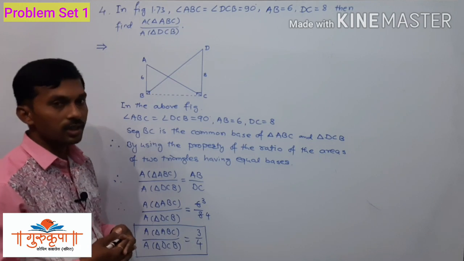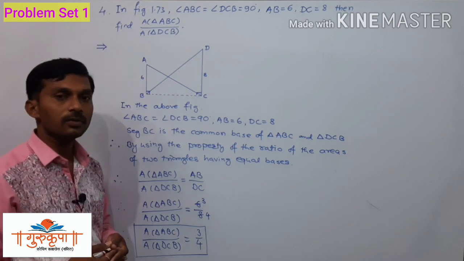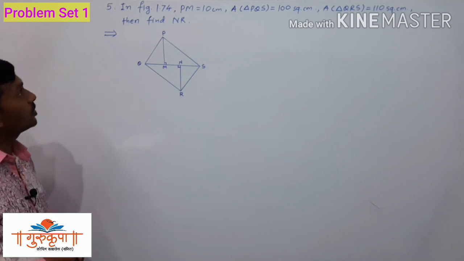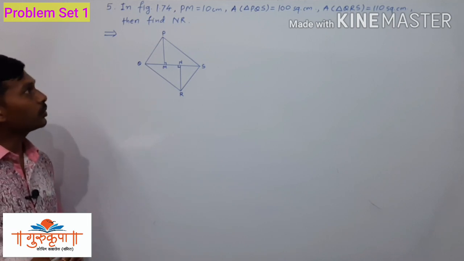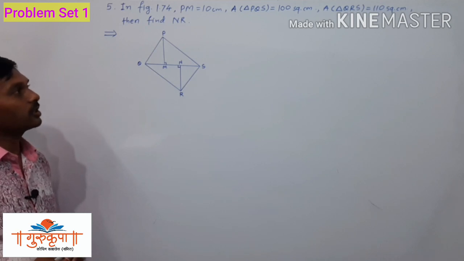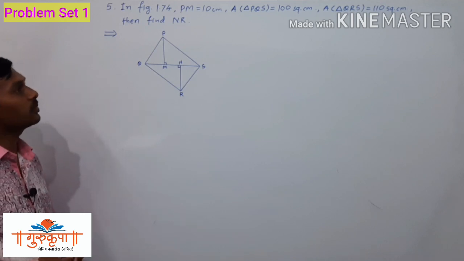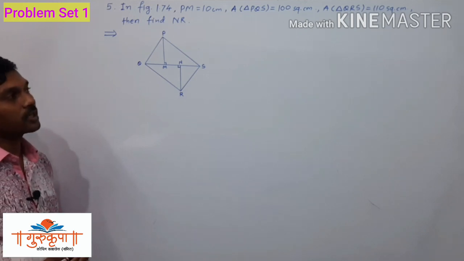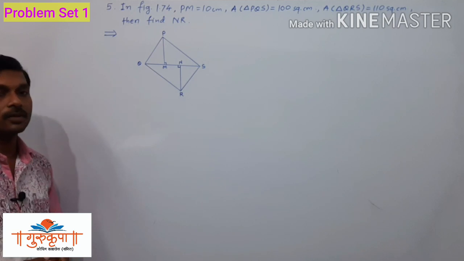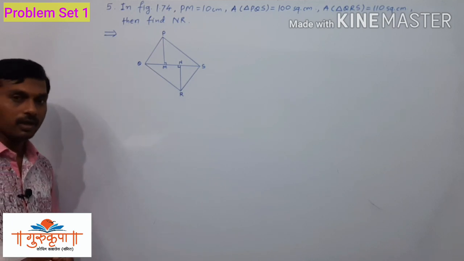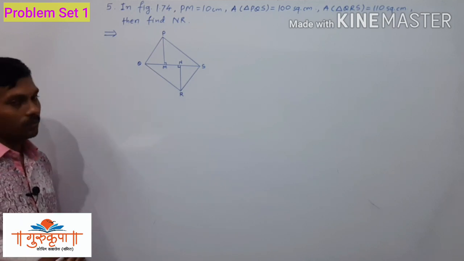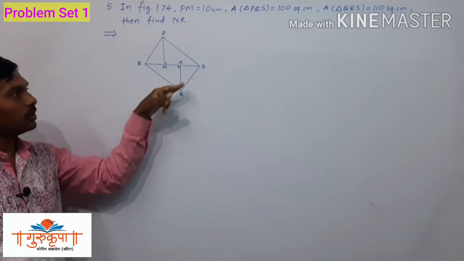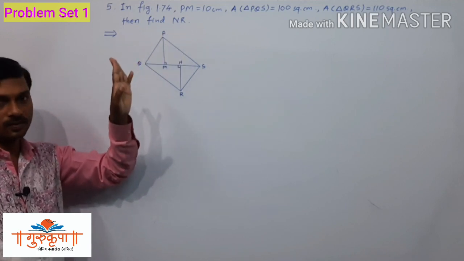Now we will take the next example, that is example number 5. Question number 5 from problem set 1. The question is, in figure 1.74, PM is equal to 10 centimeter. Area of triangle PQS is given 100 square centimeter. Area of triangle QRS is given 110 square centimeter. Then find NR. And here again we have two triangles, that is PQS and QRS. We know the areas of both the triangles.